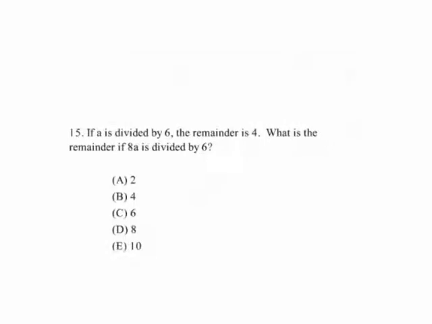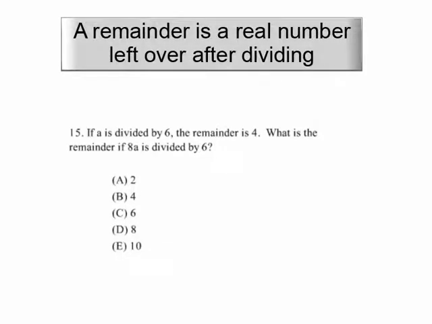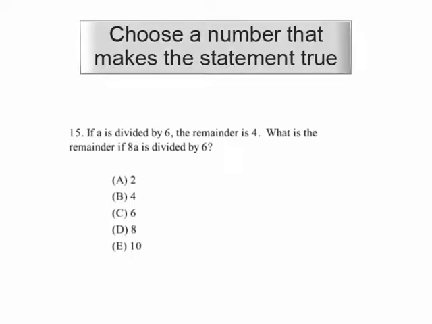This question says that when a is divided by 6, the remainder is 4. What's the remainder when 8a is divided by 6? Remember, a remainder is a real number that's left over after you divide one number by another number. In this case, we're told that a is divided by 6, leaving a remainder of 4. Pick a number that makes that true. For instance, 10. 10 divided by 6 goes one time and leaves a remainder of 4.